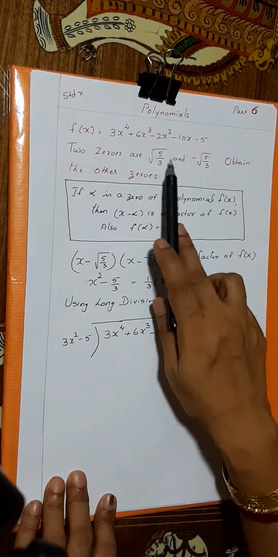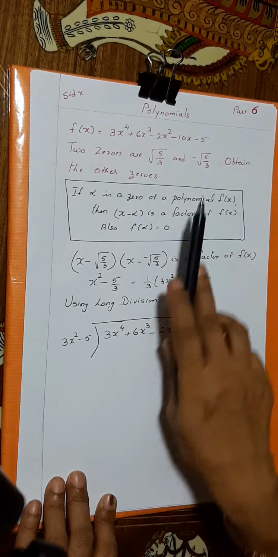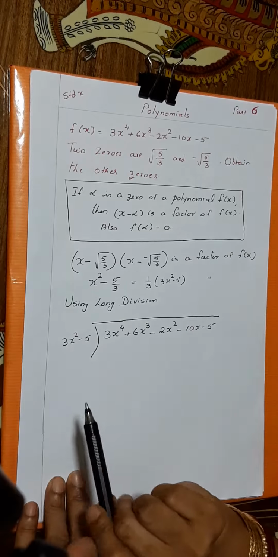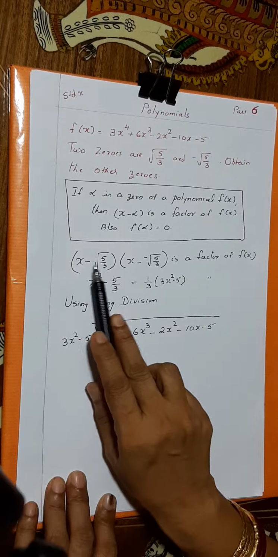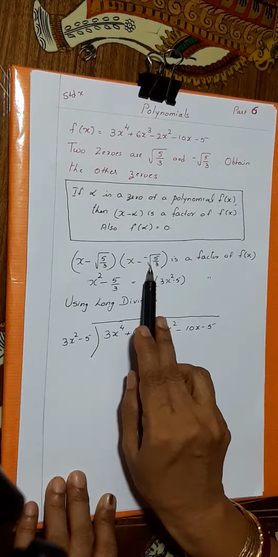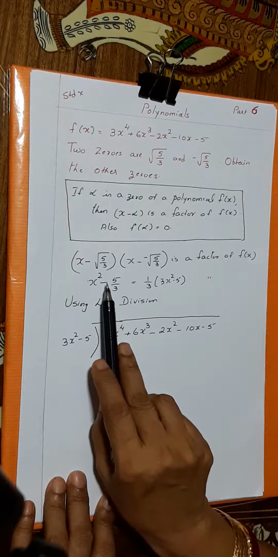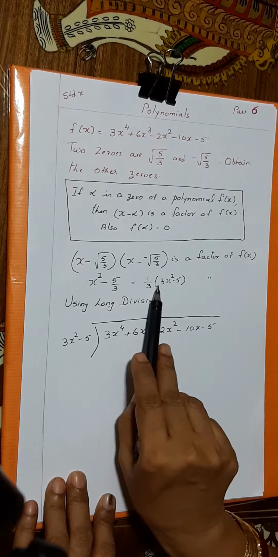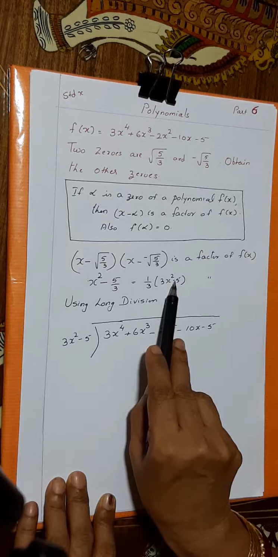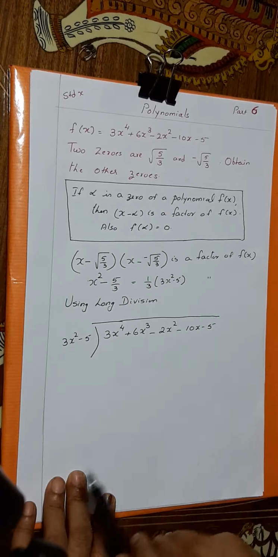So x minus root 5 by 3 and x minus of minus root 5 by 3. They are factors. So the product of that is also a factor of f(x). So this minus of minus will become plus. So x plus root 5 by 3. So you will get a plus b into a minus b format. So x squared minus 5 by 3. Take the LCM. So you will get (3x squared minus 5) by 3. So 1 by 3 is taken out, 3x squared minus 5. So now this 3x squared minus 5 is a factor of f(x).